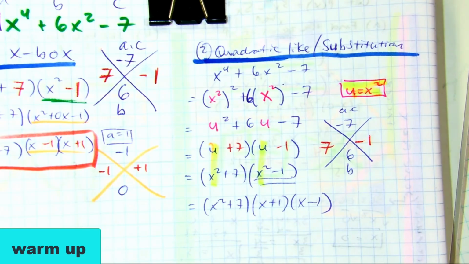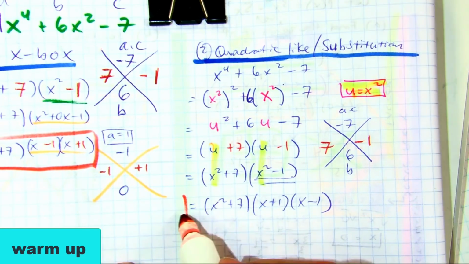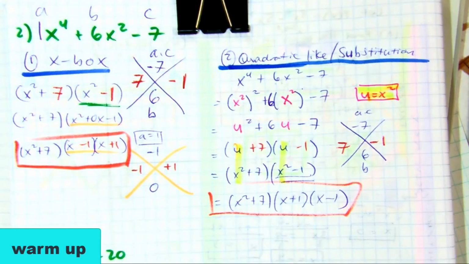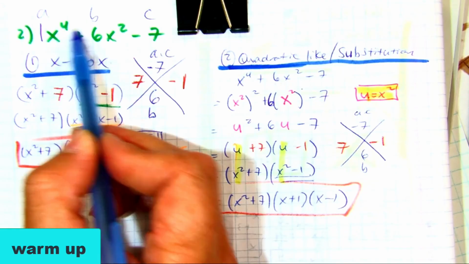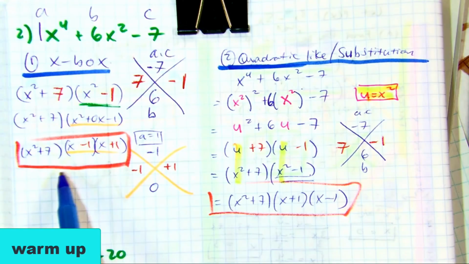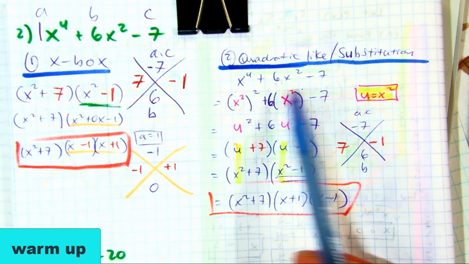So two ways to factor a higher degree polynomial in this case. Again, the reason why I can use x box is because half of 4 is 2. This tells me I can use the x in the box, and you get this as your answer. Or you can do a substitution, and when you're done, then you can put it back in.